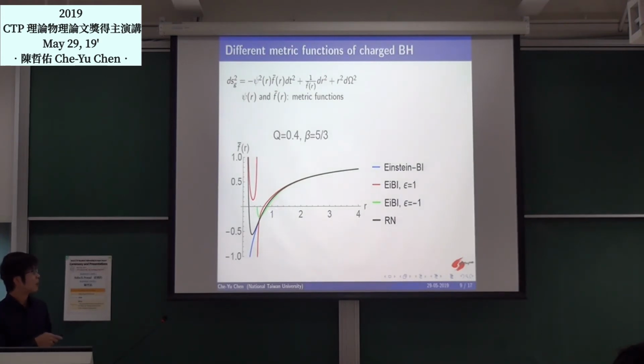So you can see outside the event horizon, in which this curve is larger than 0, is positive, they are very close to each other. But once they're inside the event horizon, you can see huge deviations from the Reissner-Nordström solution. So we want to consider these models, these solutions, and we calculate their quasi-normal frequency to see how this frequency deviates from the Reissner-Nordström one.